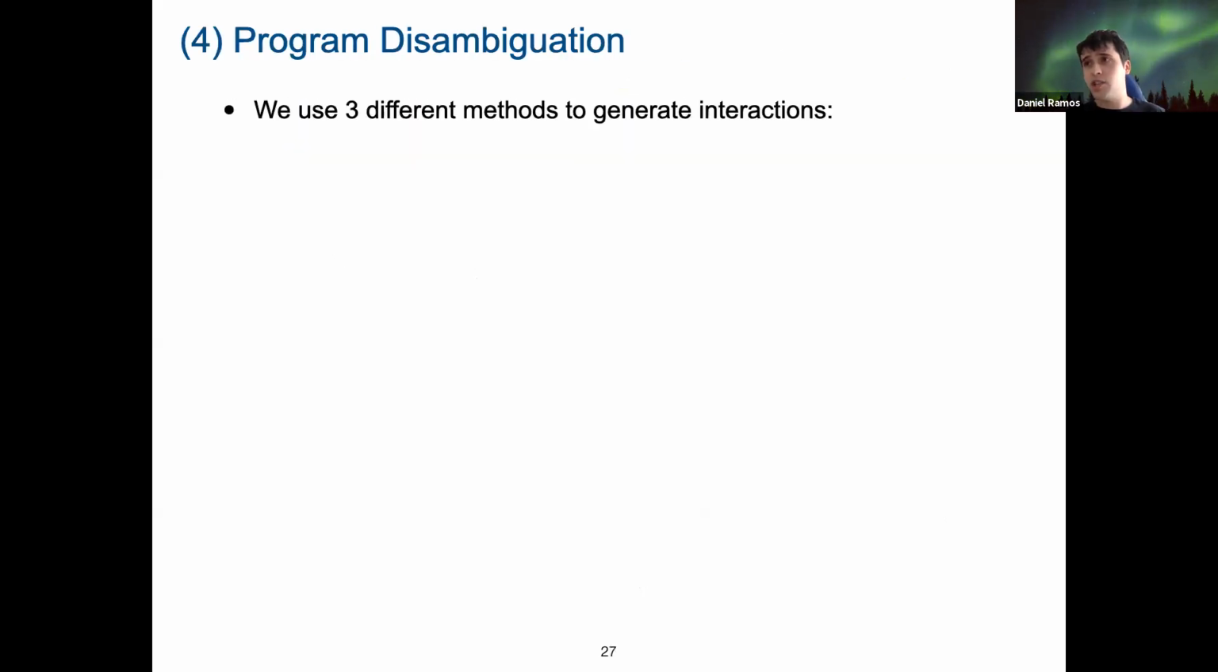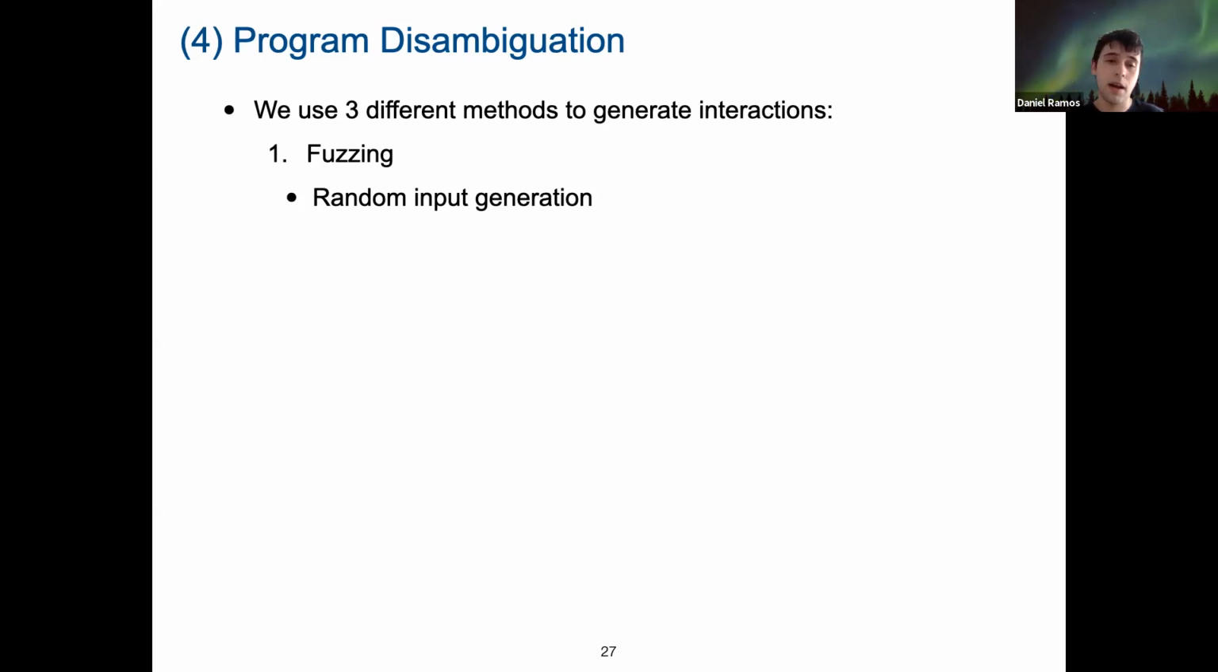Okay, and to generate these questions, we actually use 3 different methods. The first method that we use is fuzzing. In fuzzing, what we do is we randomly generate inputs for some time, and then return the best input that we find. And the best input depends on the interaction model that we are using. So for the options interaction model, as I said earlier, we want to find an input that distinguishes as many programs as possible in one interaction round. And for the yes or no interaction model, we want to find an input that discards exactly half of the programs in each round of interaction.